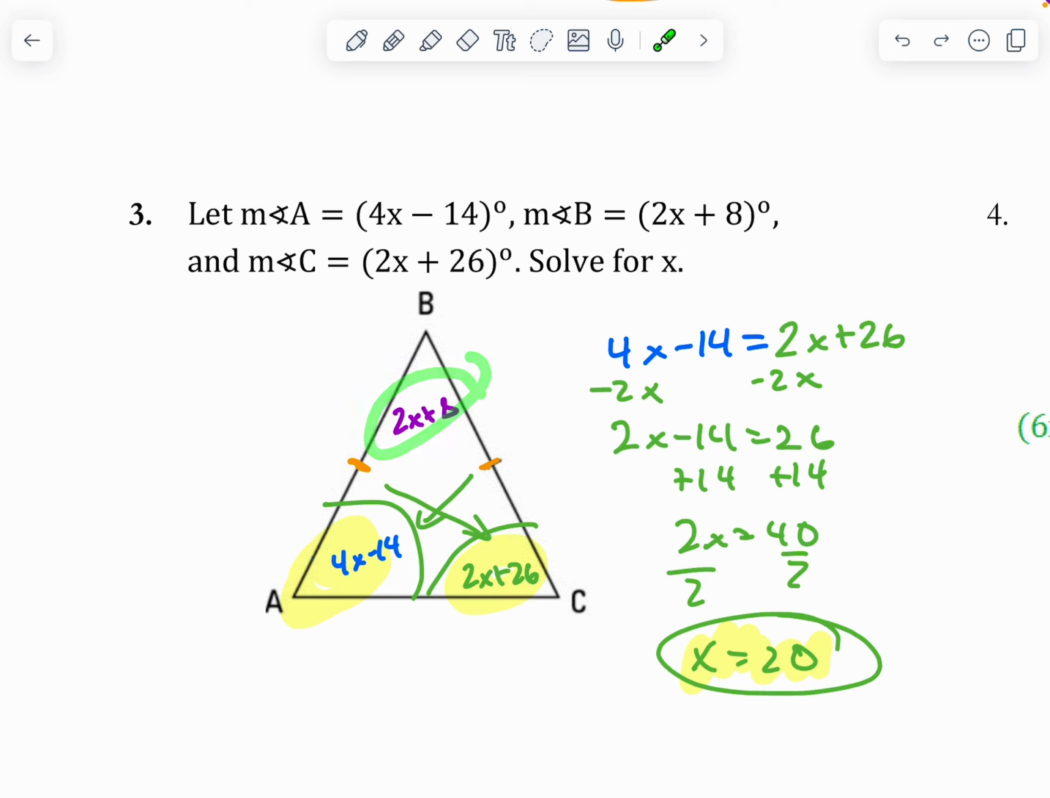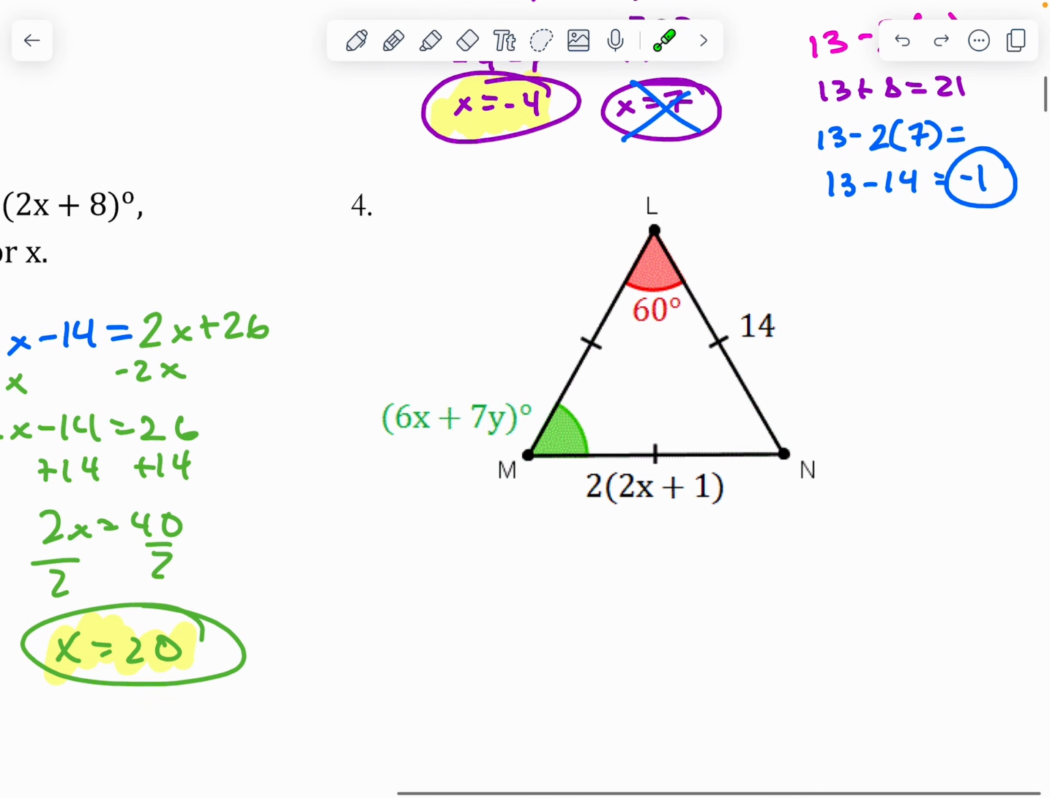you could have added 2x plus 8 plus 4x minus 14 plus 2x plus 26. And remember, a triangle adds up to 180. So you add them all up to 180, and you should have gotten a nice answer there. But don't always assume it's going to work out nicely, right? It should. Don't always assume it will. So it's always a good idea to do your isosceles. And that is it. All right.